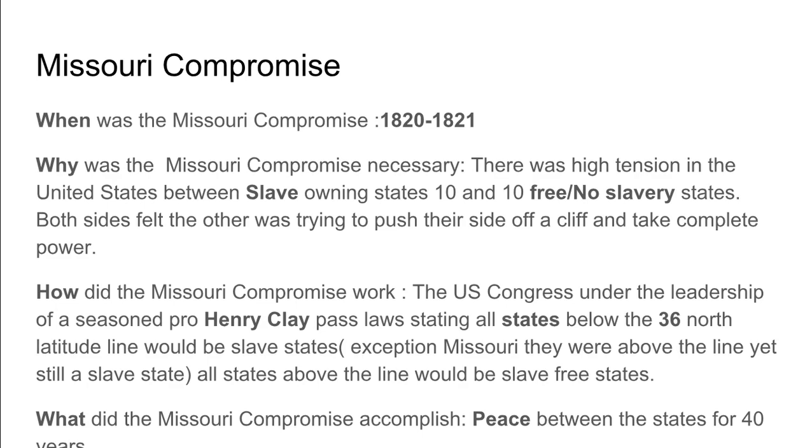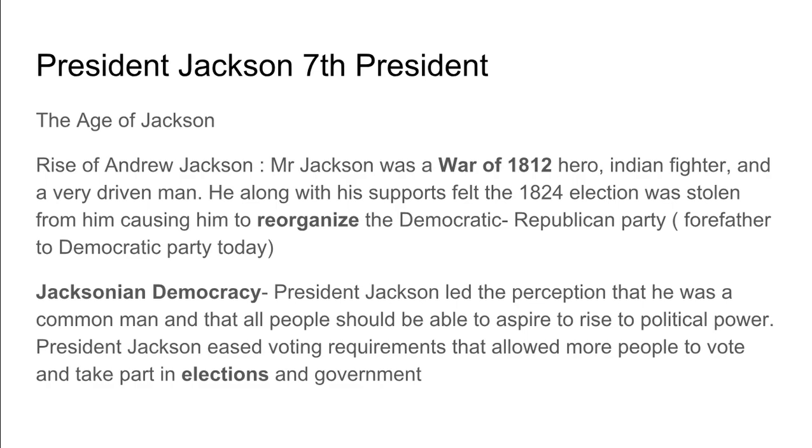But for 40 years, this compromise, that anything above the 36 latitude line would be non-slave, and anything below that would be slave states, was put into existence in 1820.